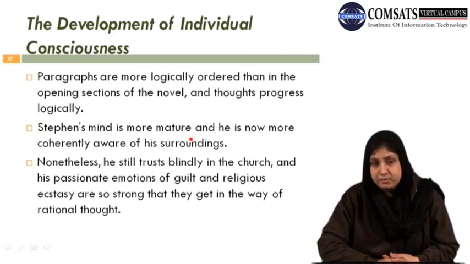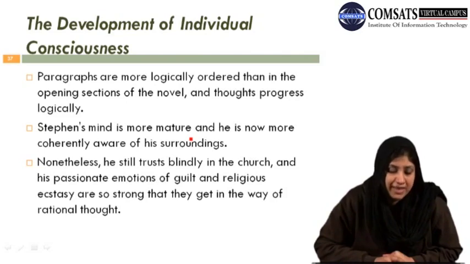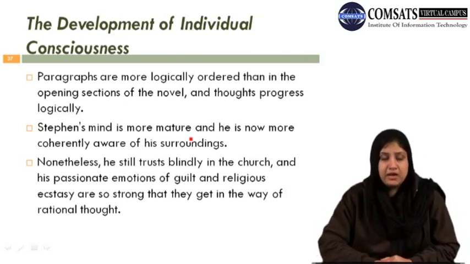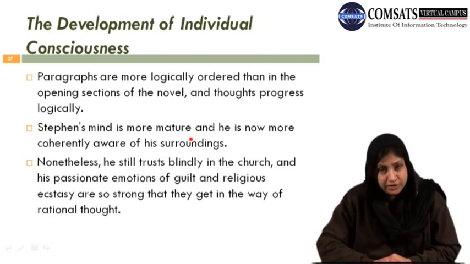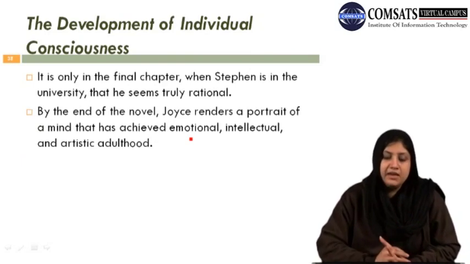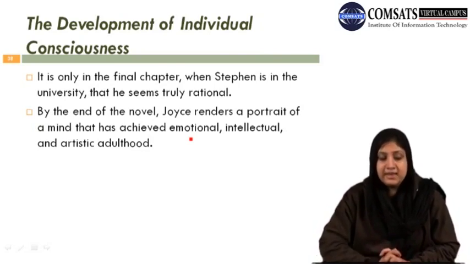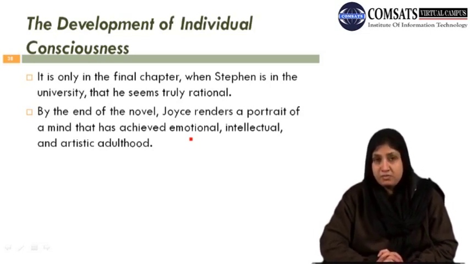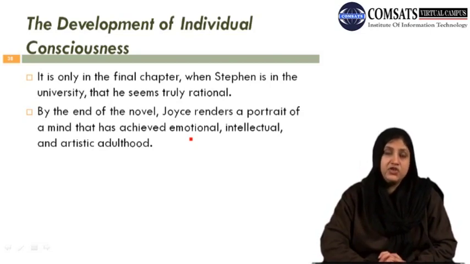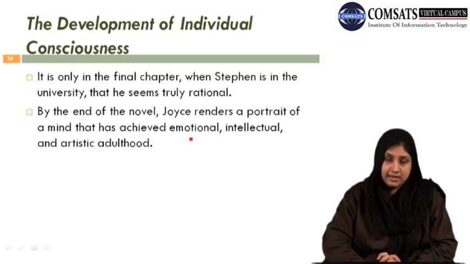Nonetheless, he still trusts blindly in the church, and his passionate emotions of guilt and religious ecstasy are so strong that they get in the way of rational thought. It is only in the final chapter, where Stephen is in the university, that he seems truly rational. By the end of the novel, Joyce renders a portrait of a mind that has achieved emotional, intellectual and artistic adulthood.